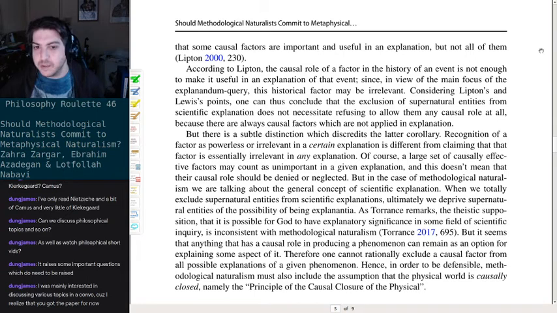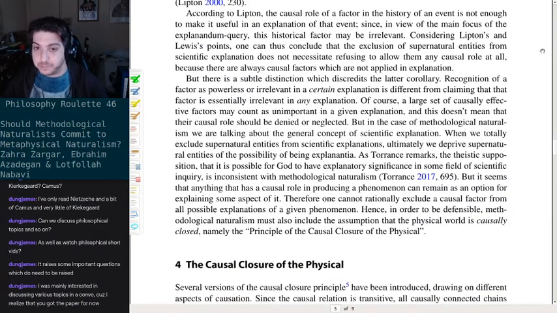Considering Lipton and Lewis's points, one can thus conclude that the exclusion of supernatural entities from scientific explanation does not necessitate refusing to allow them any causal role at all, but there are always causal factors which are not applied in explanation. But there is a subtle distinction which discredits the latter corollary. Recognition of a factor as powerless or irrelevant in certain explanation is different from claiming that the factor is essentially irrelevant in any explanation.